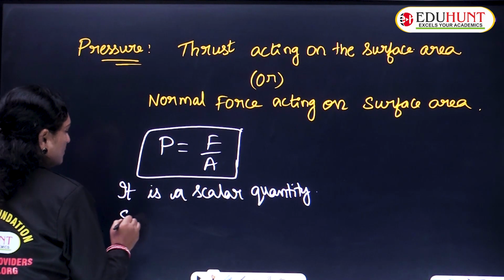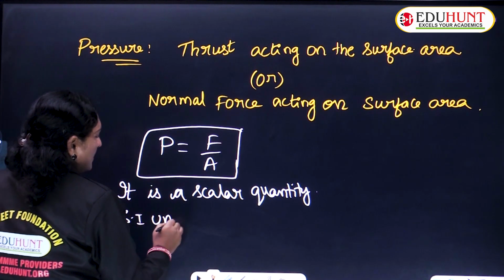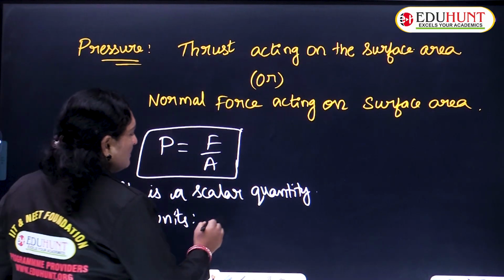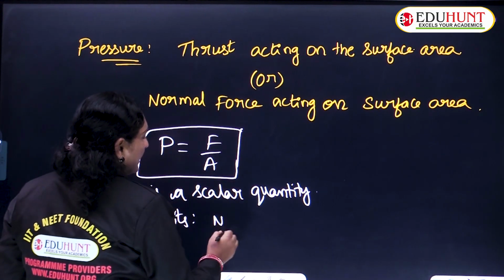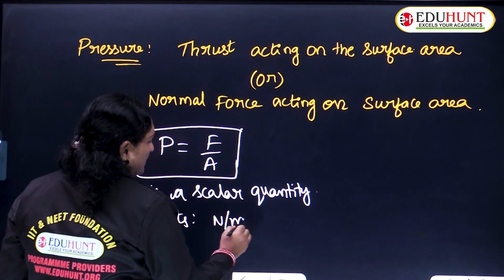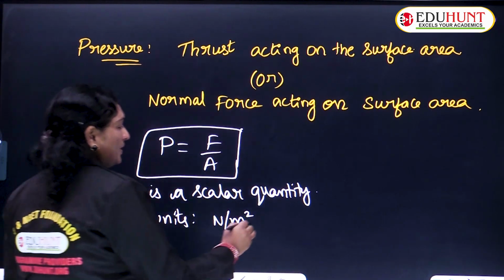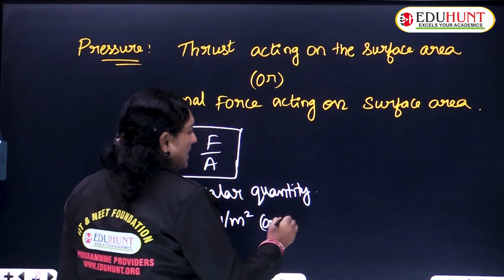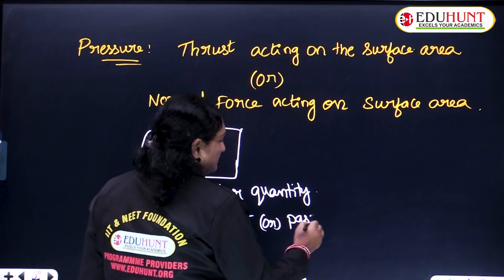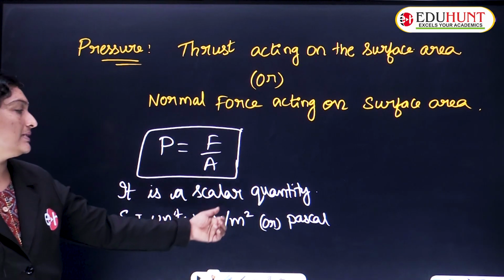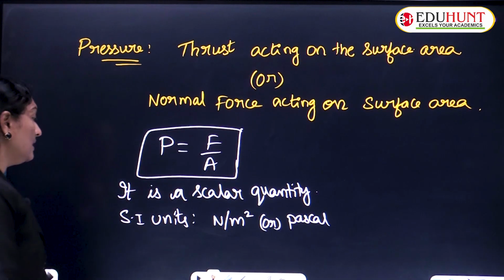Moving to the SI units. The SI unit of pressure: force is generally measured in Newton and area is measured in meter square. So the SI unit of pressure is Newton per meter square, or simply Pascal.